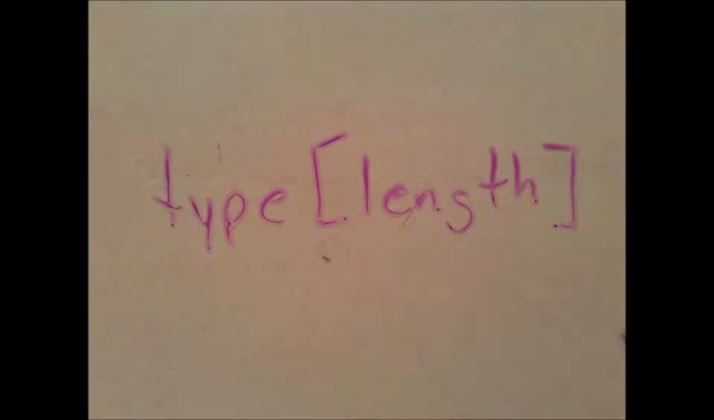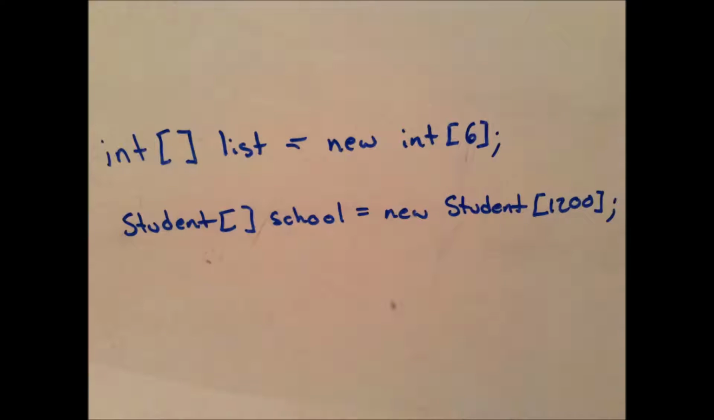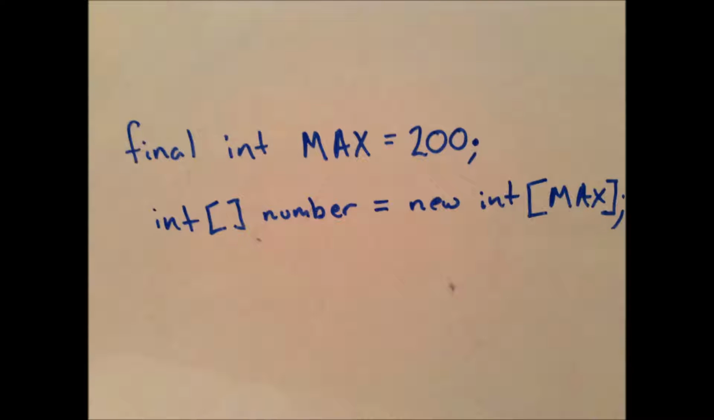Type and length name the type of the data stored in each slot and the number of slots. Once an array has been constructed, the number of slots does not change. The size of the array can be defined by using a final value. When an array is declared, enough memory is allocated to set up the full size of the array.